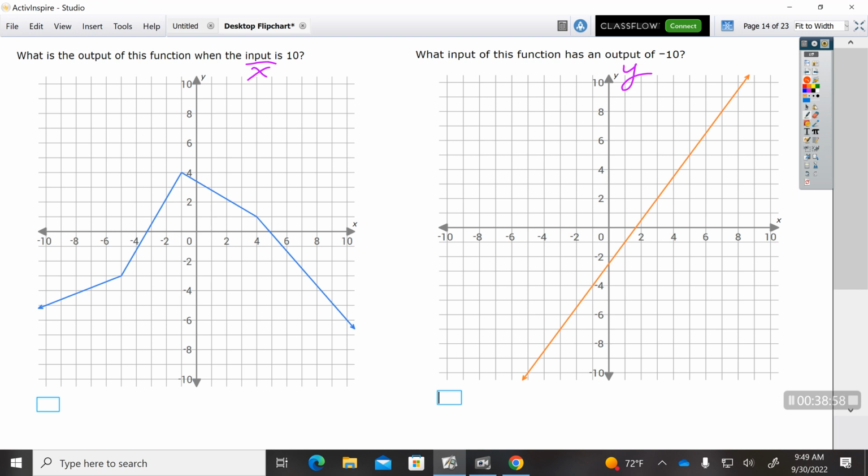So now let's start, same concept. Input is an x value. So we start on x 10, right there. Now go touch the line. Right here, what y value is associated? -6. On the other one, it says output of -10. Output is y value, so it has to be right on that line. Now go touch your orange. That's -5.